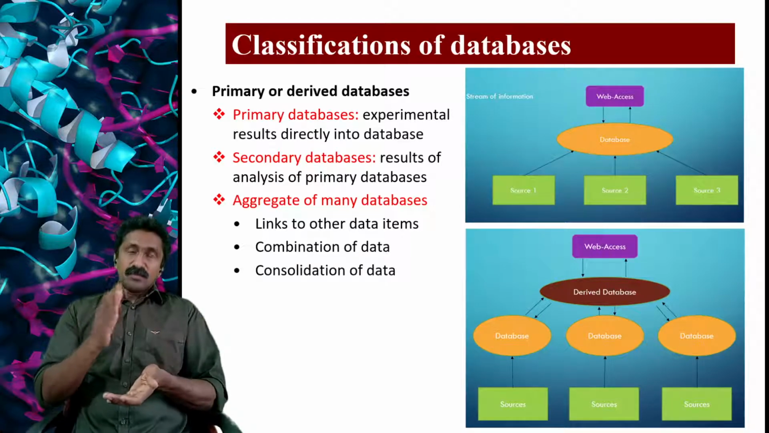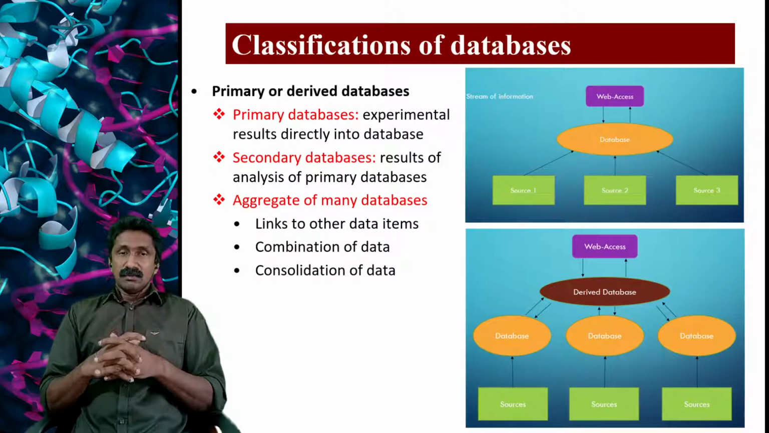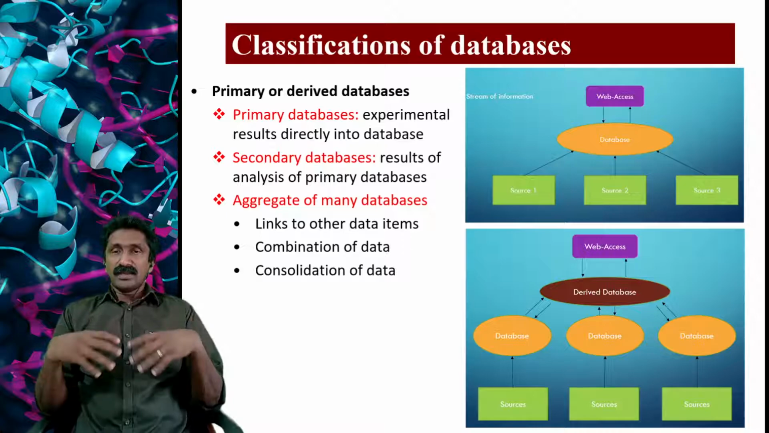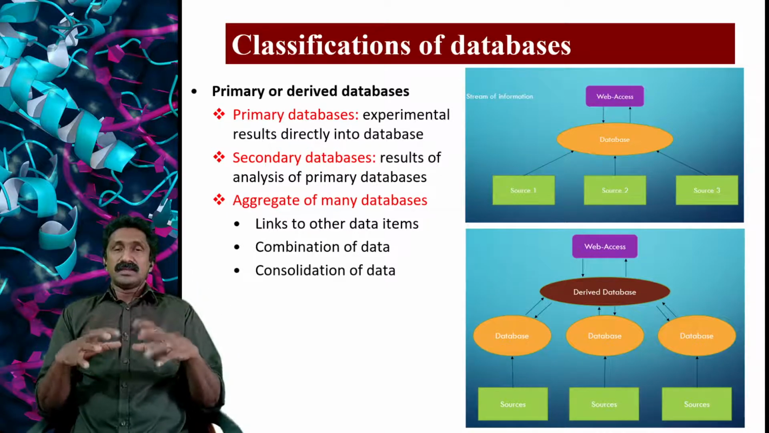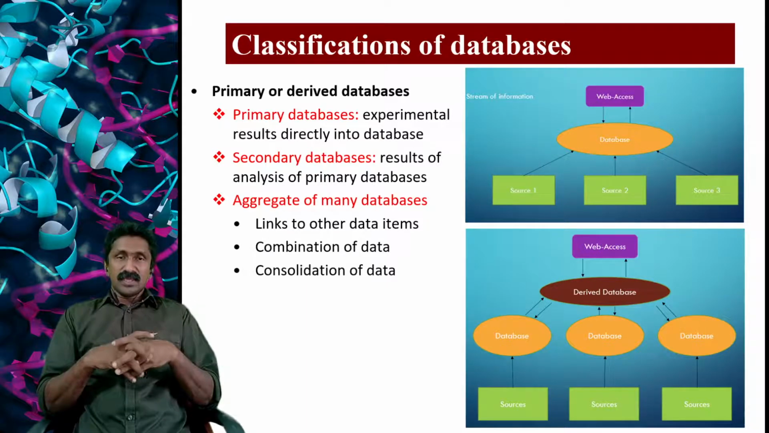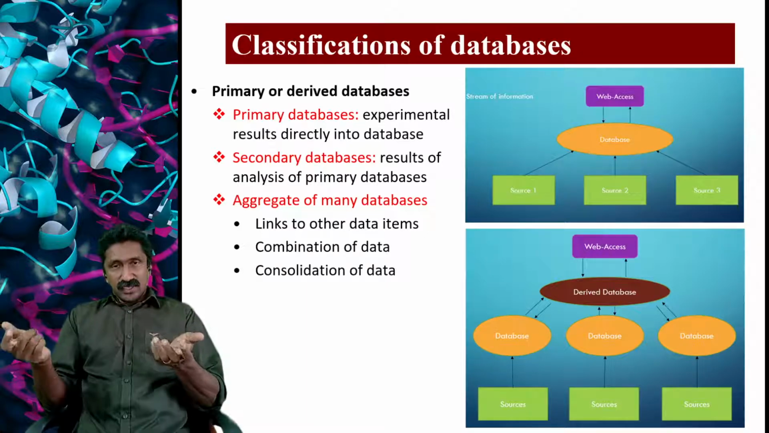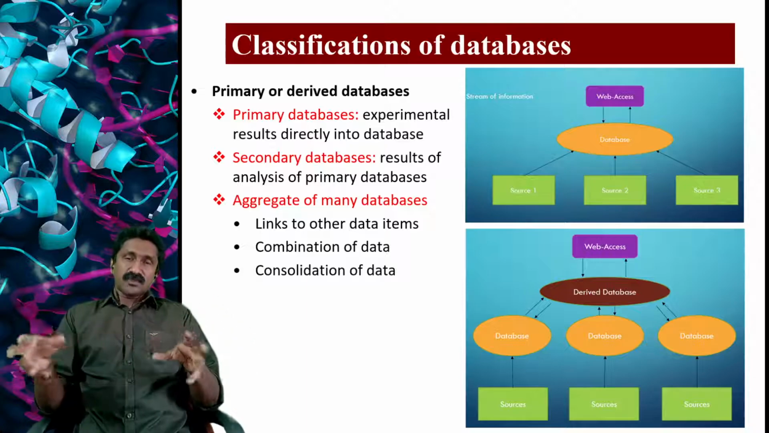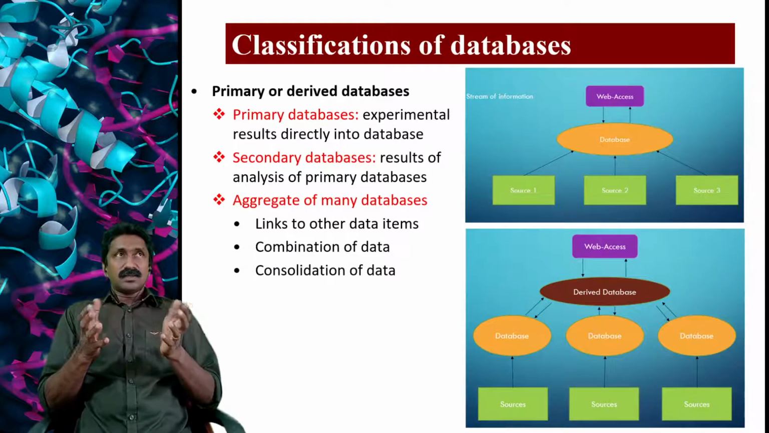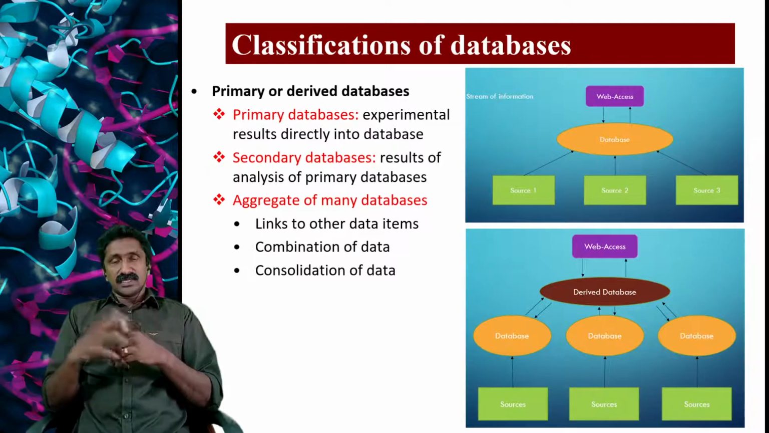Now, aggregates of many databases are also there. It's not a different type of database like primary or secondary, but they provide links to other data items, or they provide a combination of data, or they provide a web search interface for data consolidation. For example, there are some search engines in which if you submit a query, it will search database 1, database 2, and also database 3. It will extract simultaneously all the information from the three databases, and it will be given as an output to you. For example, there is Entrez or some other database. We will see in the subsequent slides.